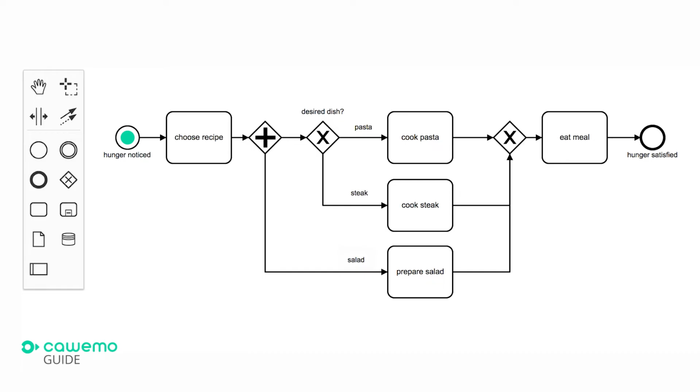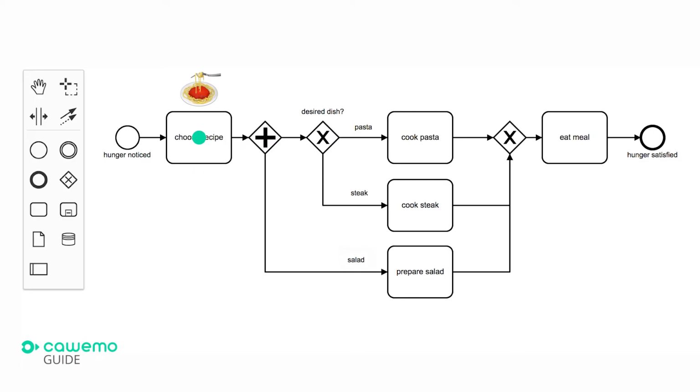Now let's have a look at the token flow for this process. As usual, our token is born in the start event, hunger noticed, and moves to the choose recipe task. Here we will choose a recipe. Today, let's go with pasta. What do you think will happen when our token gets to the parallel gateway? Take a moment, pause the video, and think about it.